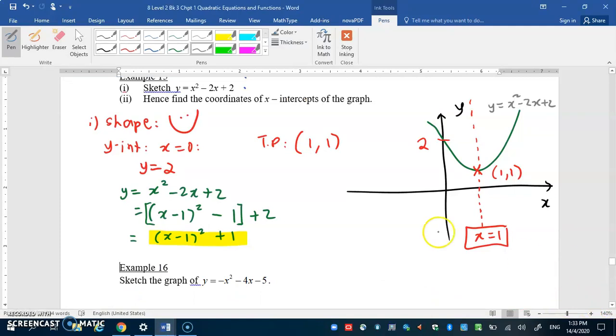Oh, hence find the coordinates of the x-intercepts of the graph. Part 2, basically there are no x-intercepts. Okay, so just say no solution.